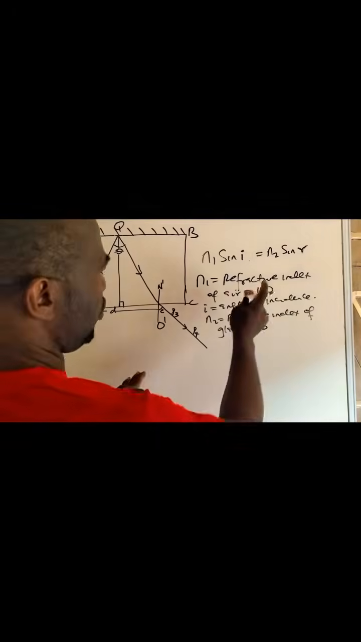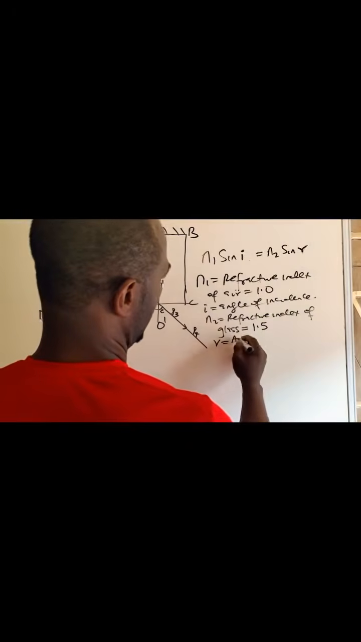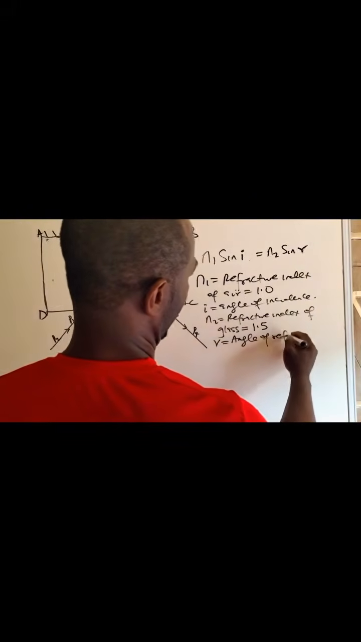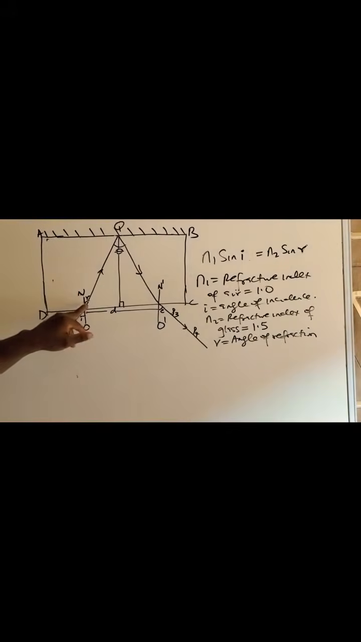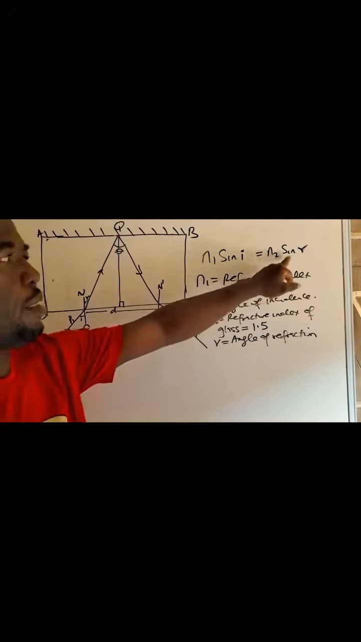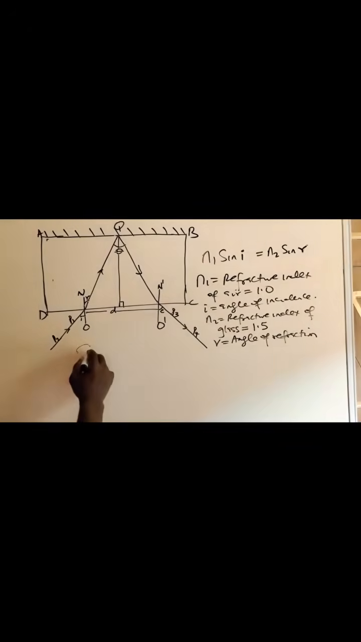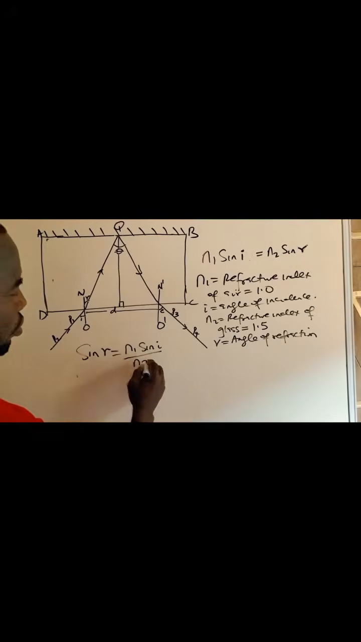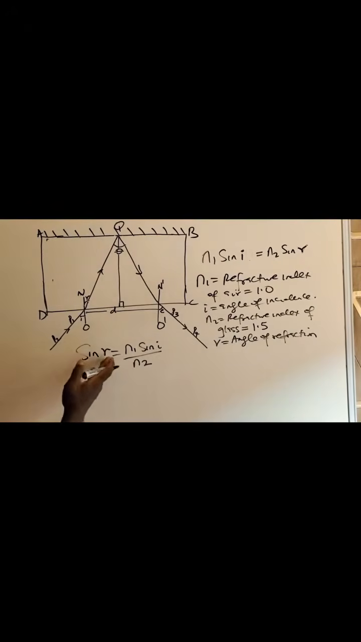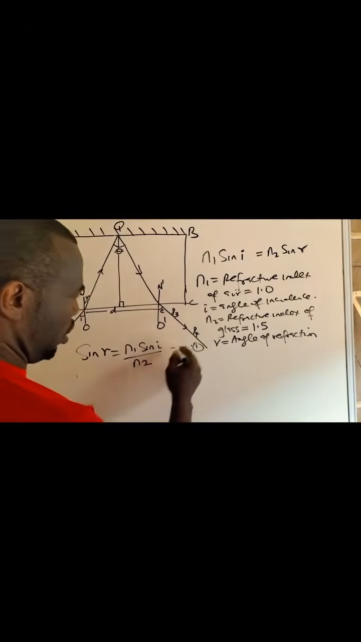Then we also have r. r is the angle of refraction of light in the glass, which is what we want to calculate. Remember that this r is not given in the question; we just created it here. Now from here, let's make sine r the subject. Sine r equals n1 sine I all over n2. That is the value of sine r. Then we find the sine inverse to get our angle of refraction. We call this equation 1.